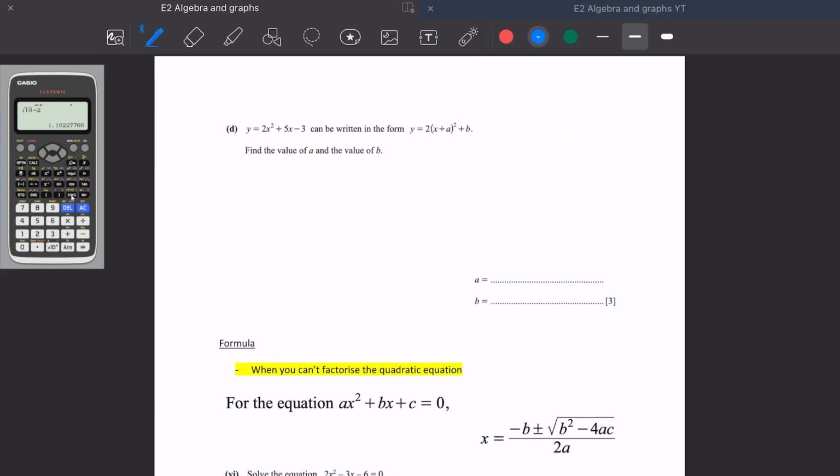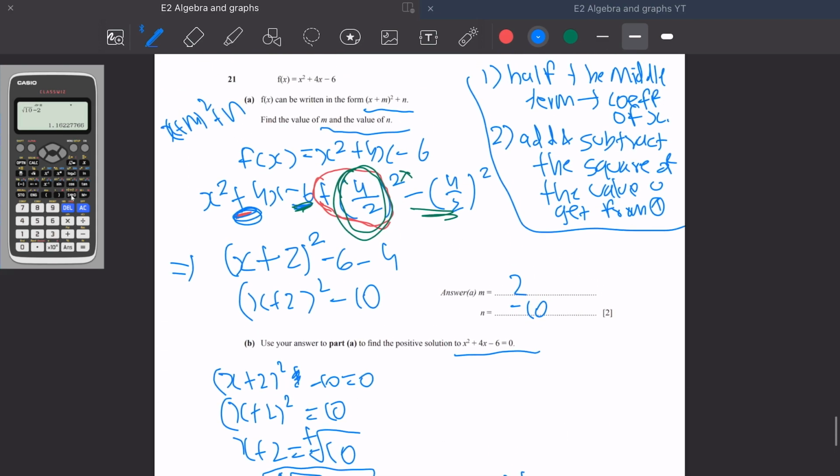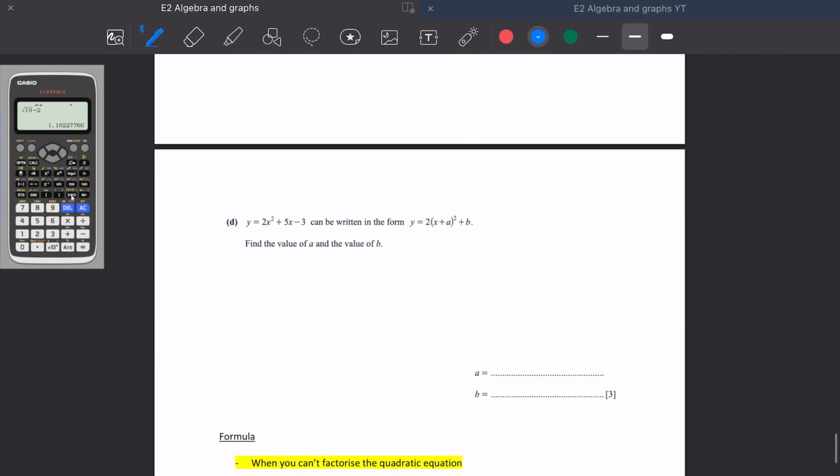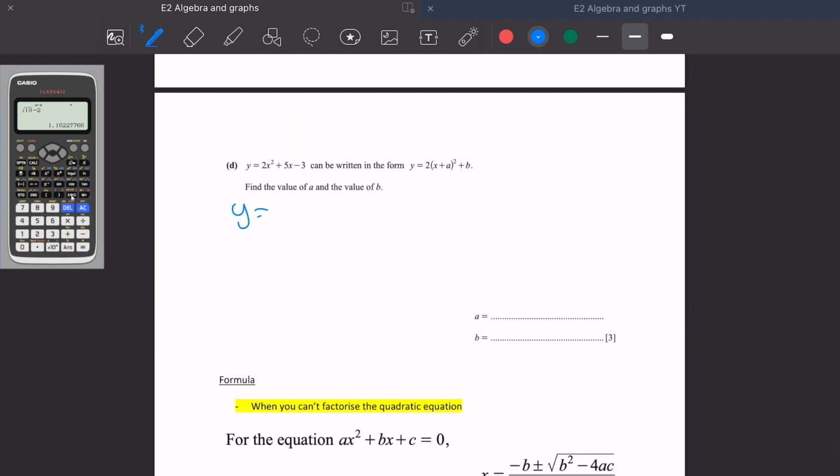Now, here's what I was talking about. Your value of a in ax squared plus bx plus c has to be positive 1. Otherwise, it won't work. So, you have y is equal to 2x squared plus 5x minus 3. To make the coefficient of x squared positive 1, we have to take 2 common in the whole equation. So, this becomes y is equal to 2 into x squared plus 5 by 2x minus 3 by 2.